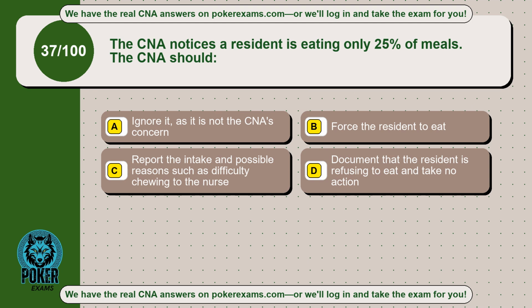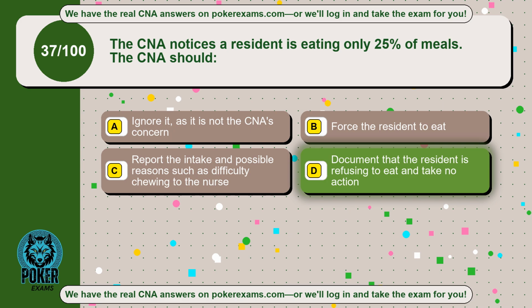Question 37. The CNA notices a resident is eating only 25% of meals. The CNA should: Option A. Ignore it, as it is not the CNA's concern. Option B. Force the resident to eat. Option C. Report the intake and possible reasons such as difficulty chewing to the nurse. Option D. Document that the resident is refusing to eat and take no action.